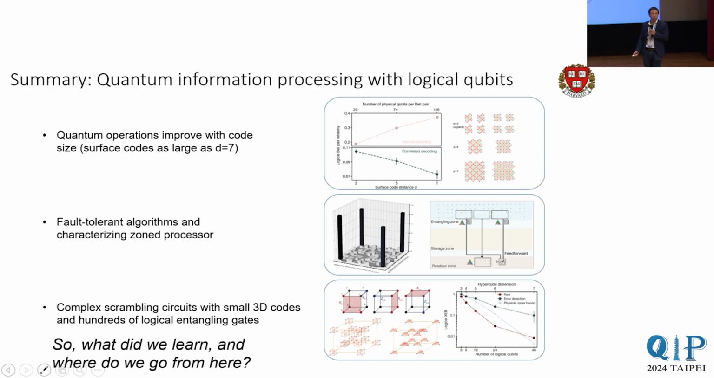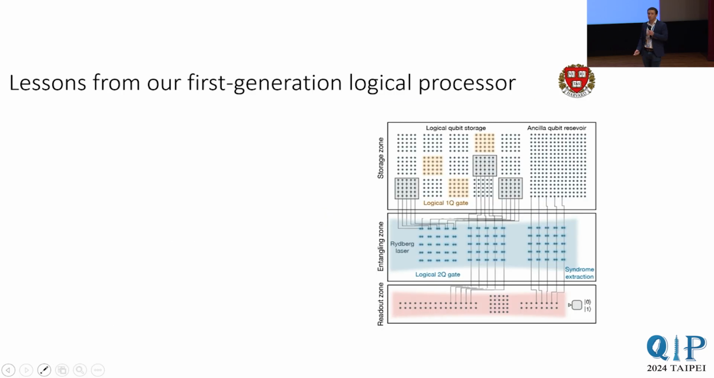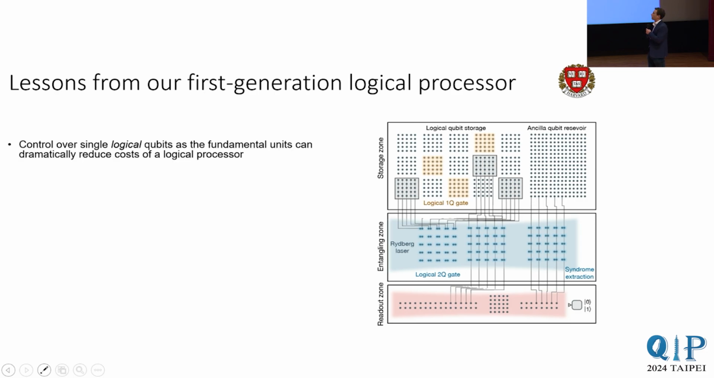And so the natural question is, what did we learn and where do we go from here? In terms of lessons from our first generation logical processor, the really central one, especially as an experimentalist, that I would want you all to take away is that control over single logical qubits as the fundamental units in the processor dramatically reduces the costs of building a logical processor.